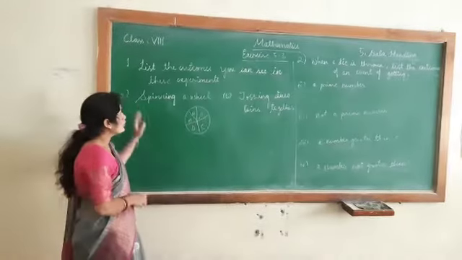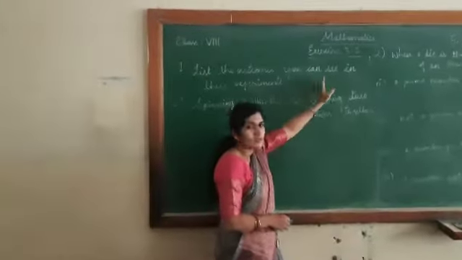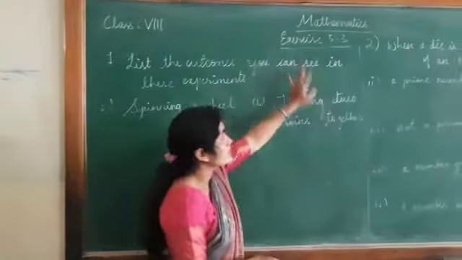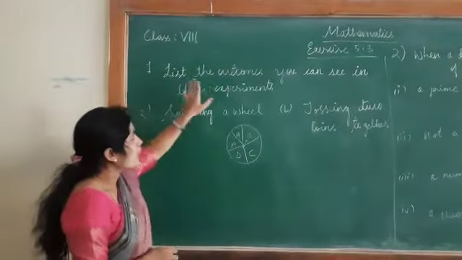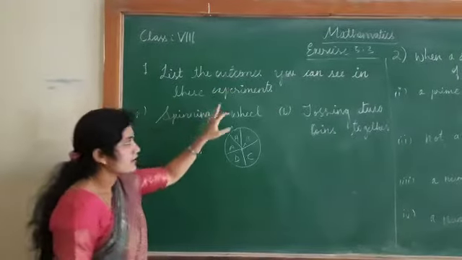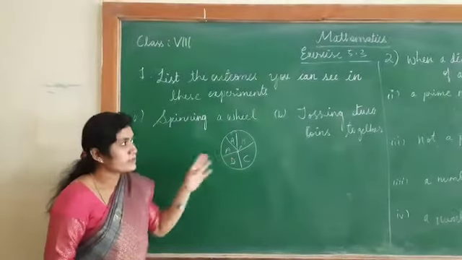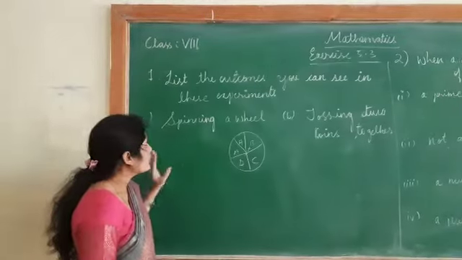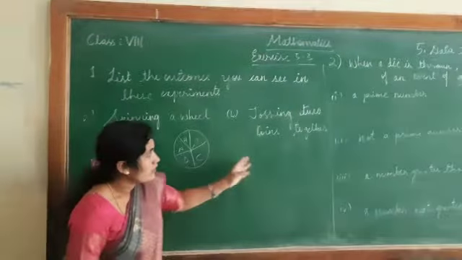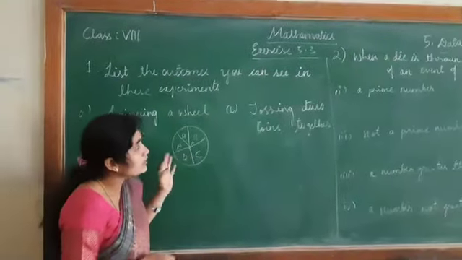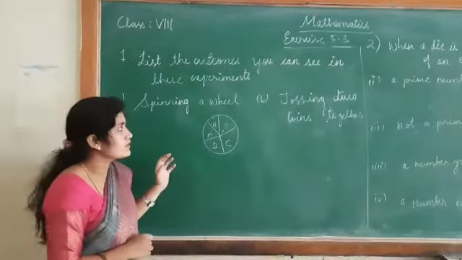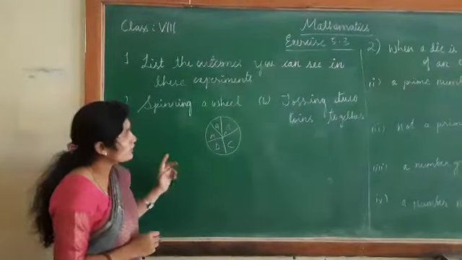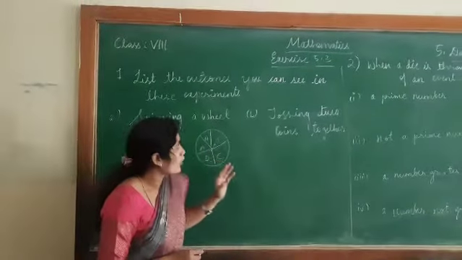Hello everyone. Today let us continue class 8 mathematics chapter 5 data handling, exercise 5.3. In this first question, list the outcomes you can see in these experiments. Here there are two experiments given, and here we are testing the probability. In this chapter on data handling, the last topic is probability, which we have already discussed the definitions of, and here we are solving the probability problems.